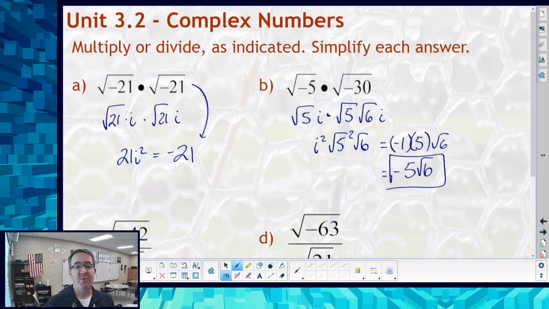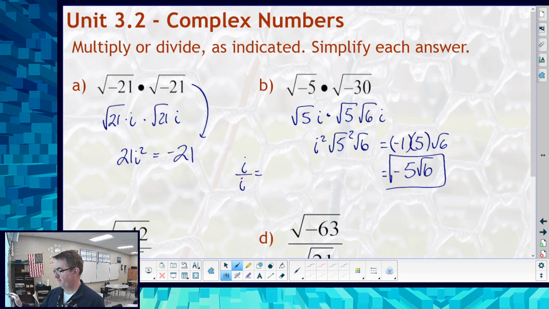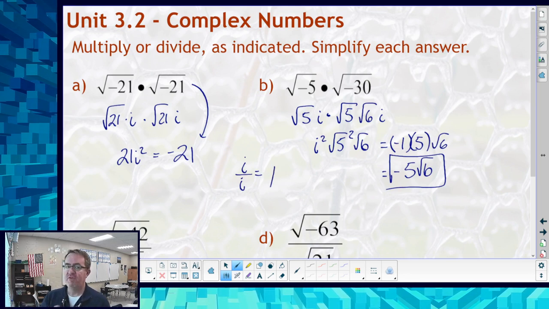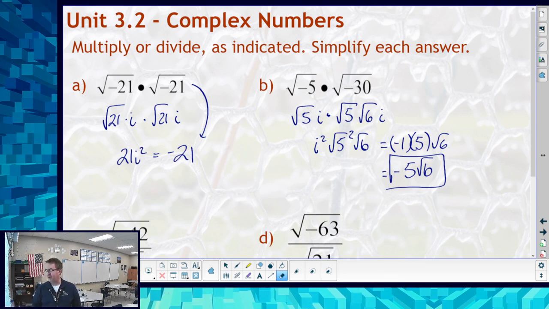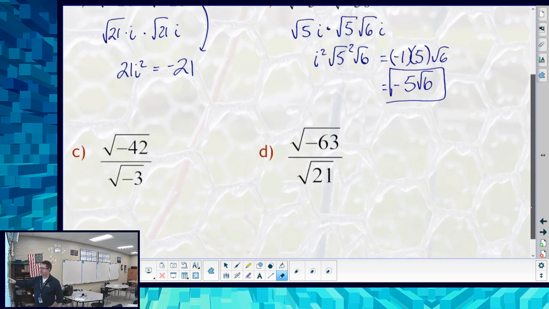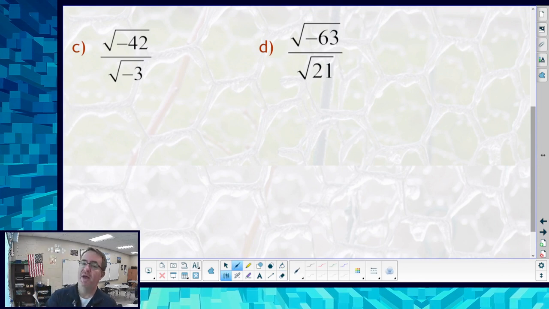Division works the same way, because guess what i divided by i is? 1. However, you do need to rationalize it, so if you only have i's in the denominator, you will have to deal with that. So take a swing at these two. All right, so welcome back.